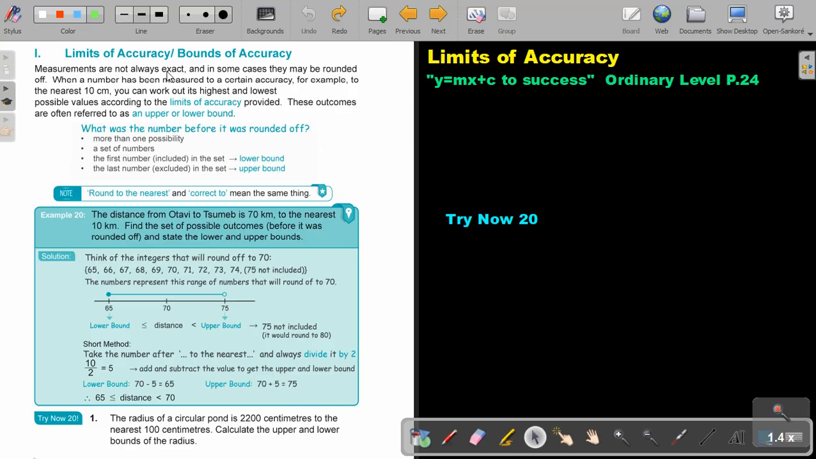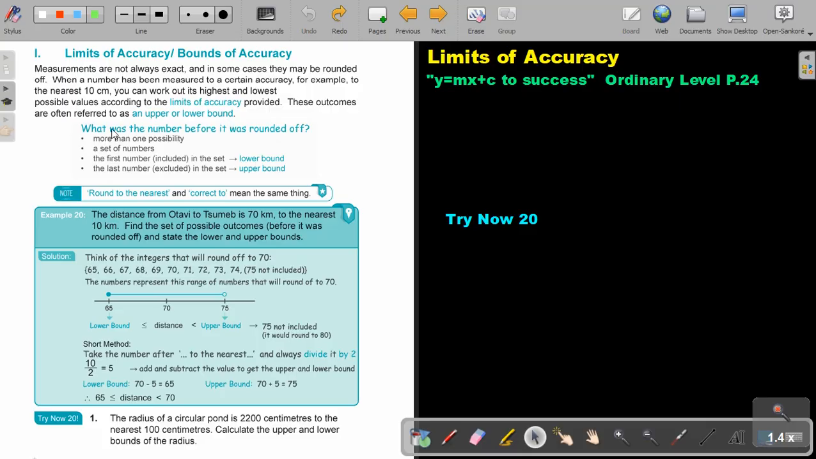Measurements are not always exact, and in some cases they may be rounded off. When a number has been measured to a certain accuracy, for example, to the nearest 10 centimeter, you can work out its highest and lowest possible values according to the limits of accuracy provided. These outcomes are often referred to as upper or lower bounds.